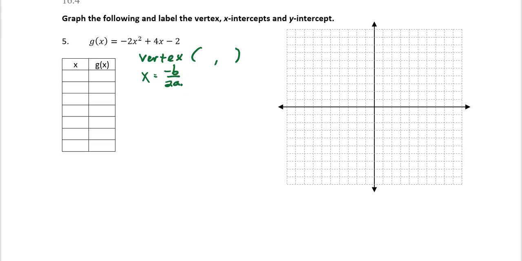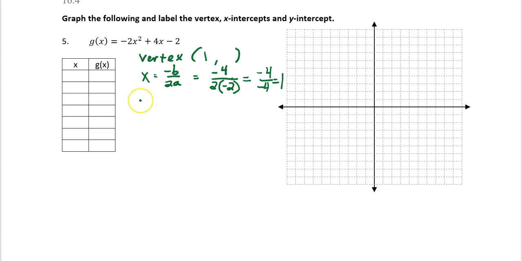We want to identify from our function that b happens to be a positive 4. So we would have a negative from the formula and a 4 that's positive from our equation. Then 2 from the formula is multiplied with negative 2 from the a value. Simplifying all of this, we would have negative 4 over negative 4, which gives us 1. The vertex is going to start with the ordered pair of an x value of 1.